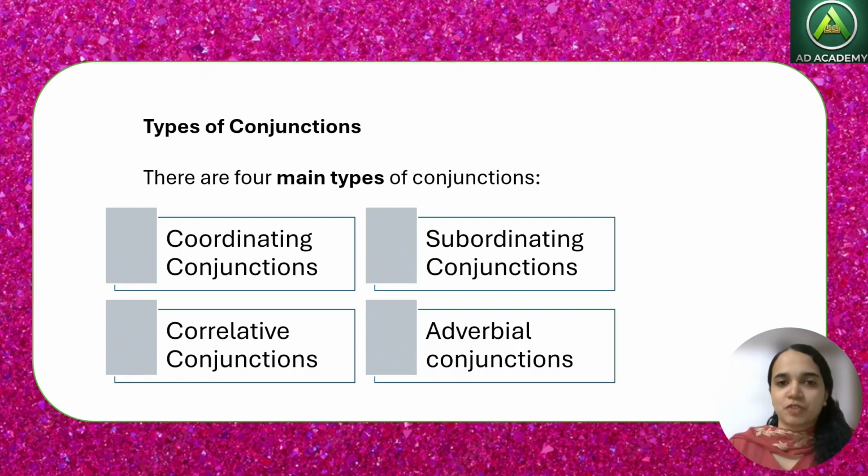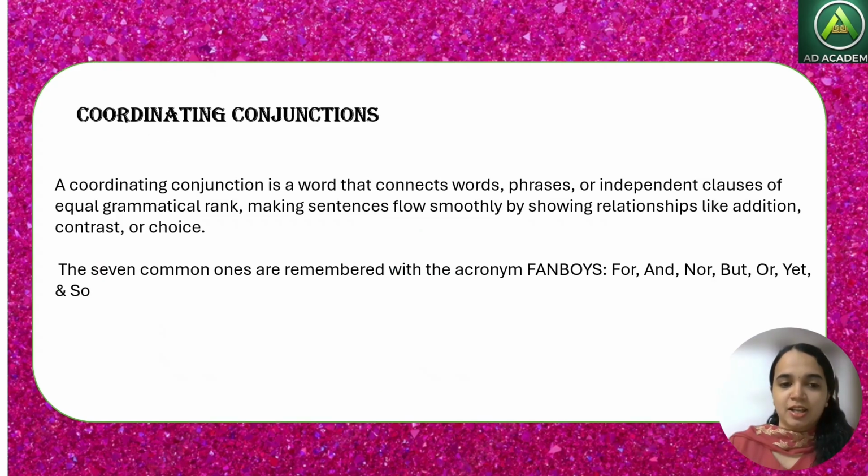Next, we can check the types of conjunction. There are four main types of conjunction. These are very important. First one is coordinating conjunctions. Second one, subordinating conjunctions. Third one, correlative conjunctions. Last one is adverbial conjunctions. First one is coordinating conjunctions, that we can study with one example equation or one code. A coordinating conjunction is a word that connects words, phrases or independent clauses of equal grammatical rank, making sentences flow smoothly by showing relationships like addition, contrast or choice. In the previous sentence I have told you "but" is used to denote the contrast.